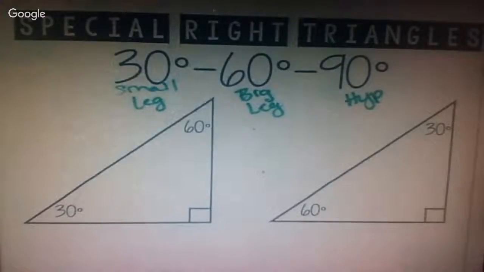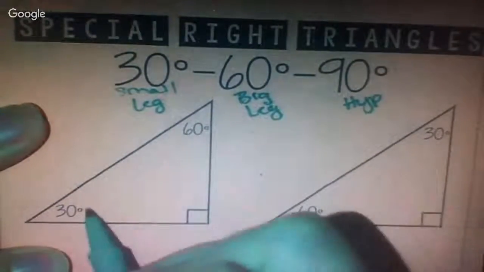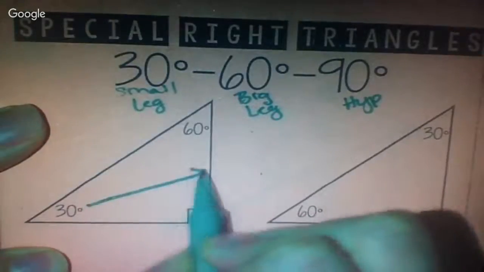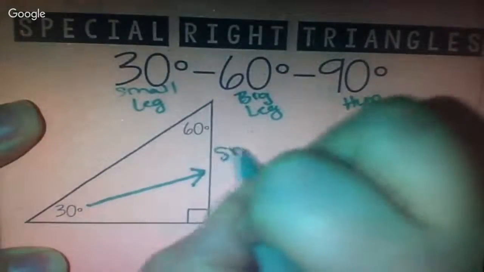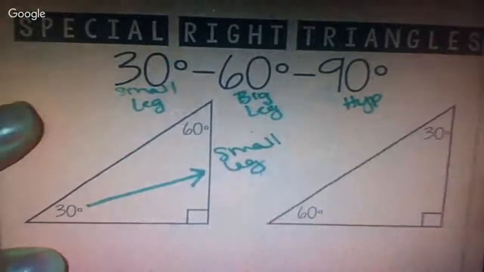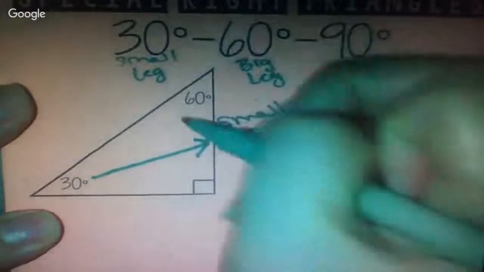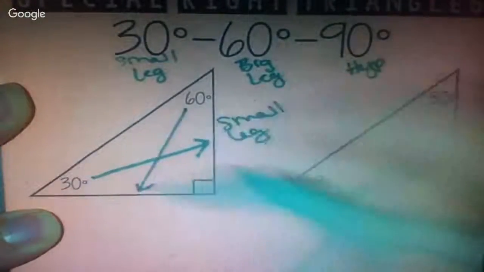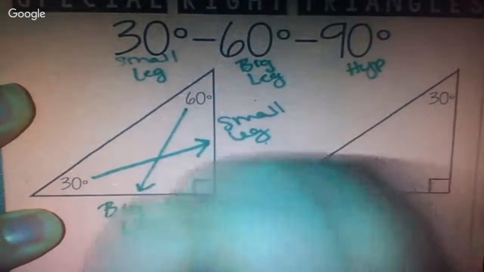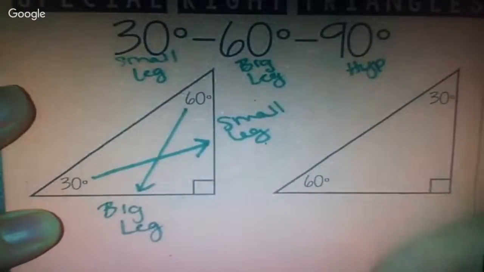The legs that are associated with each degree are the ones directly across from it. So my 30-degree angle is down here. The side directly across from it is my small leg. My 60-degree angle's up here. Again, the side directly across from it is my big leg. And across from my 90 is always my hypotenuse.